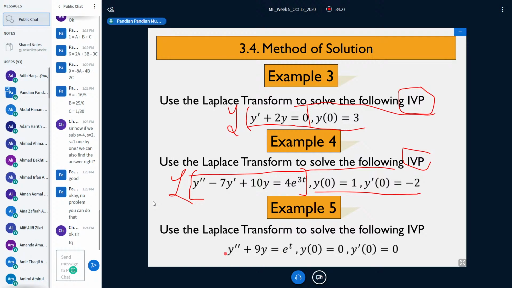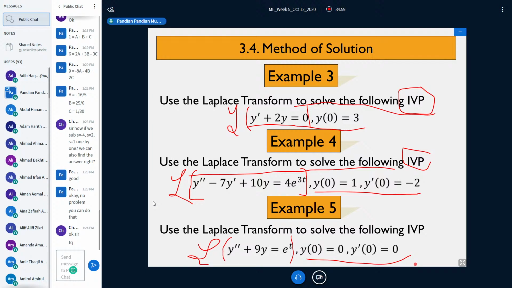And the last one is y double dash plus 9y equals e power t. There is no y dash, don't worry. Take the Laplace of the whole thing: Laplace of y double dash, plus 9 Laplace of y(t), plus Laplace of e^t. And then form all the Y(s) equation, substitute this initial condition, and then solve the algebraic equation.